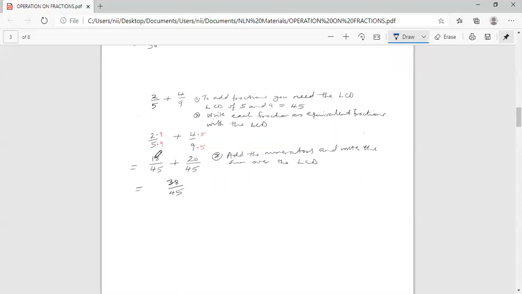So 2 times 9 is 18. Then multiply 9 by 5 gives us 45. So I have to multiply the numerator also by 5. 4 times 5, that is 20. Okay. Same denominators. Now you can add the numerators. So 18 plus 20, that gives us 38 over 45. Right.